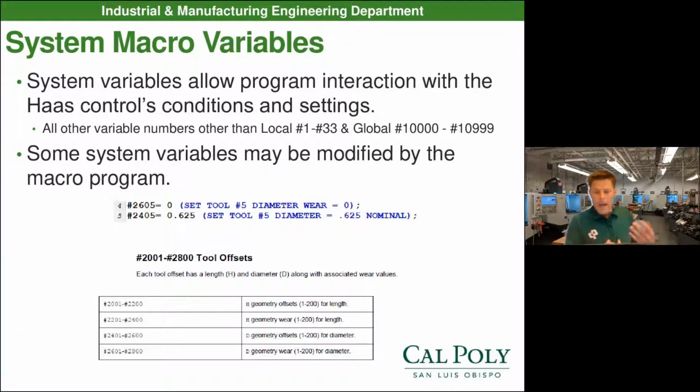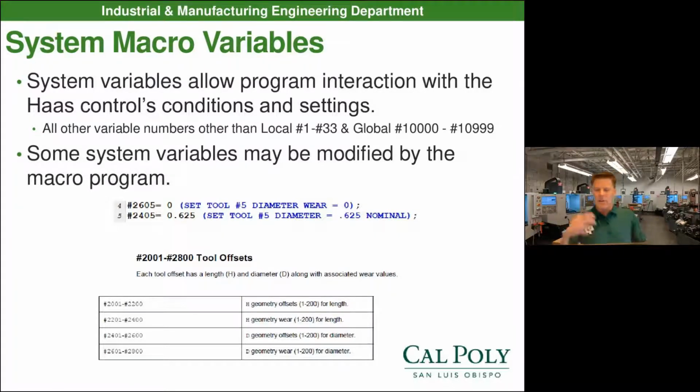Or I could set tool diameters. So you're going to see in the program, or the project, that I'm going to give you in a little bit, when we first start off, we want to make sure everybody's on a level playing field. So I force the offsets, the diameter wear for tool number 5. I set that to 0, so there's no wear in there. And then I also force the tool diameter size to the nominal size, even though the tool's been sharpened, which we'll talk about in a minute.